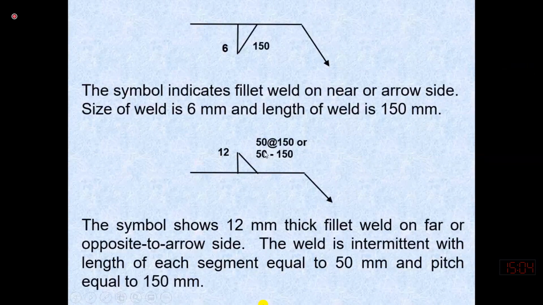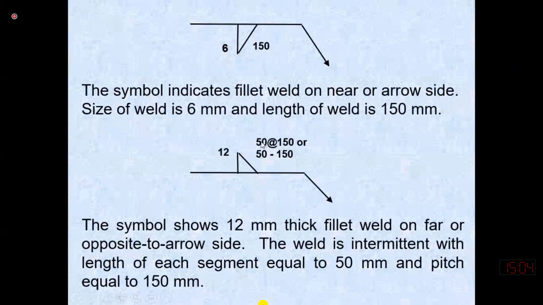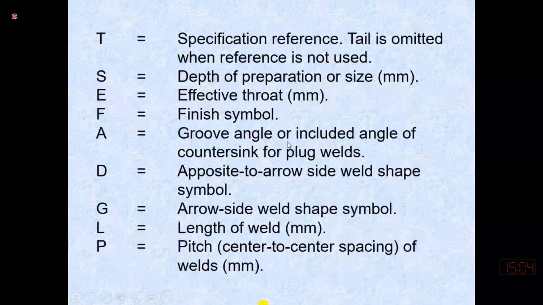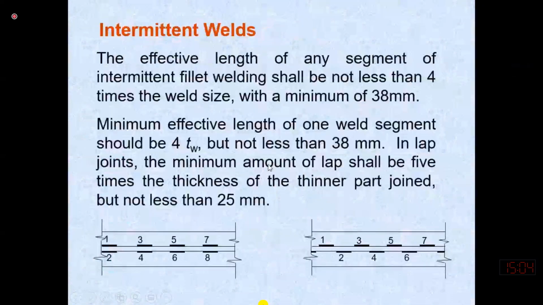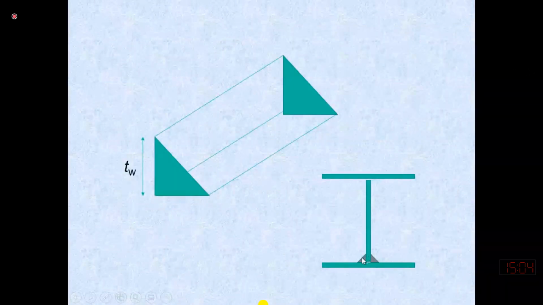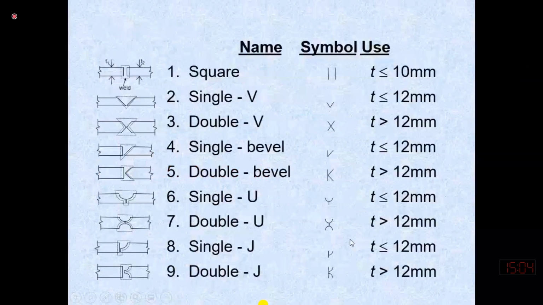Intermittent weld: the length of the weld will be 50 and the pitch will be 150, or the length of the weld is 50 millimeter and it is provided at a gap of 150 millimeter. So 150 is the pitch. What is the pitch? The distance from the center of this weld to this weld, not the clear distance. For example, if I show this weld, let me copy this symbol from here.